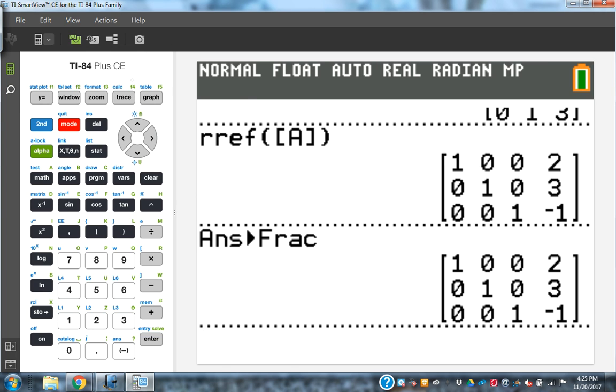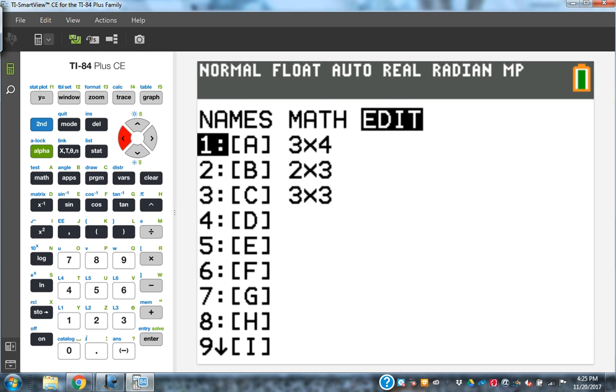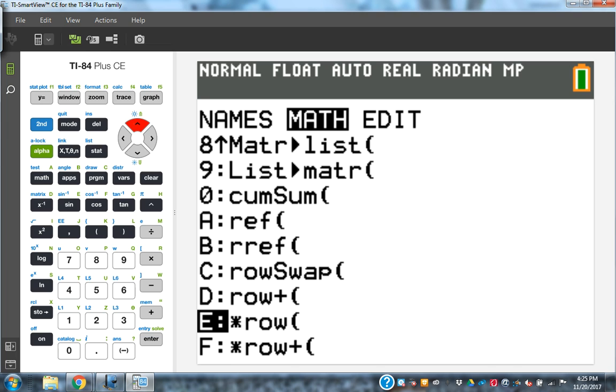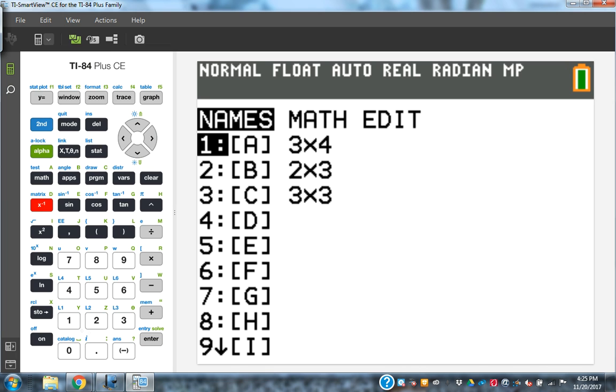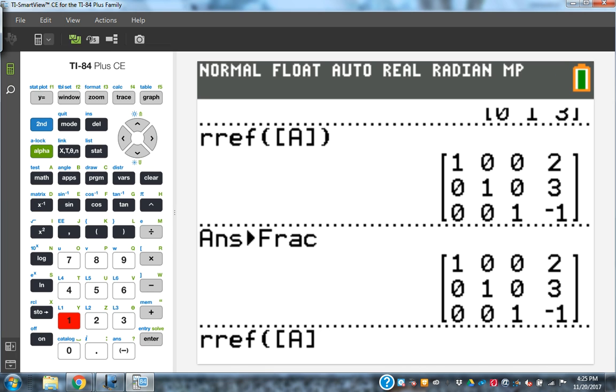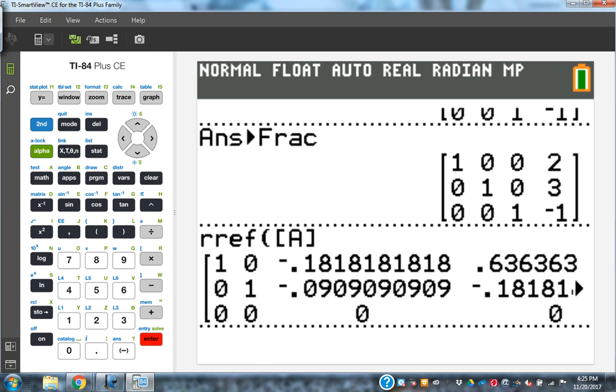So again, you could arrow back up to RREF, or you can hit second matrix, math, find RREF. Whichever one you're quickest at. Matrix A. And here's one of those that got some decimals in there. It's pretty ugly there, and if you round them, it's not going to be exactly right. So let's convert that into fractions. So we're going to hit math, enter.